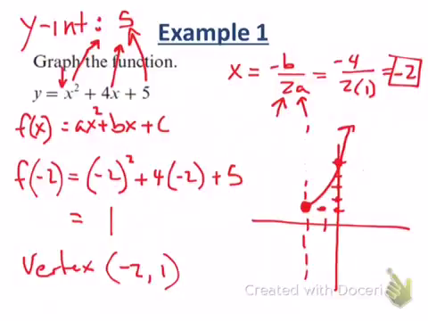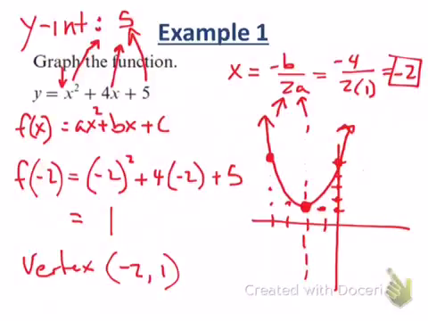Because it's symmetric on this side, we would also have to go over 2 and up 1, 2, 3, 4. And there's another point that tells me where it goes on that side. So that's what the graph of this looks like. And we can get that just by finding the y-intercept and looking at the symmetry of the graph.